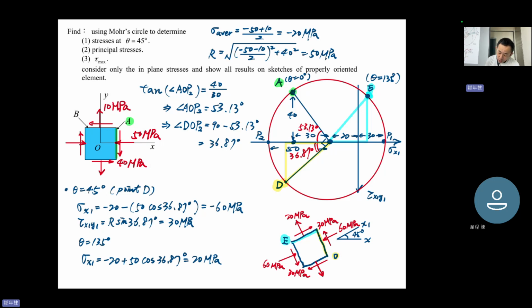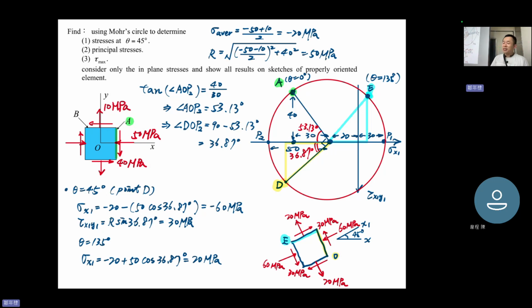Again, please don't write down the sign when you draw the direction. If you draw the direction of the force or stress, you don't need to add the negative or positive sign. No, you just keep the value, because the minus sign and positive sign indicate the direction. Okay, so now you finish problem 1. We have problems 2 and 3.